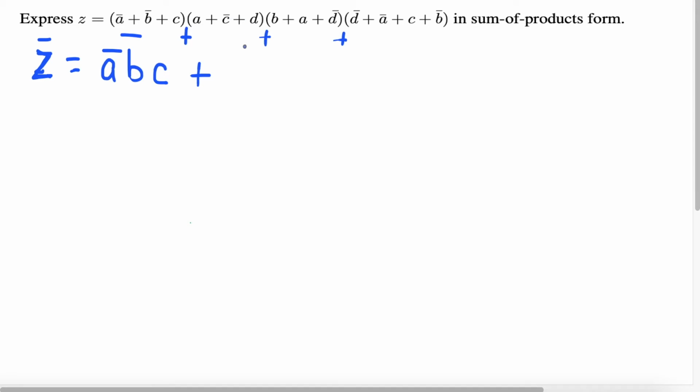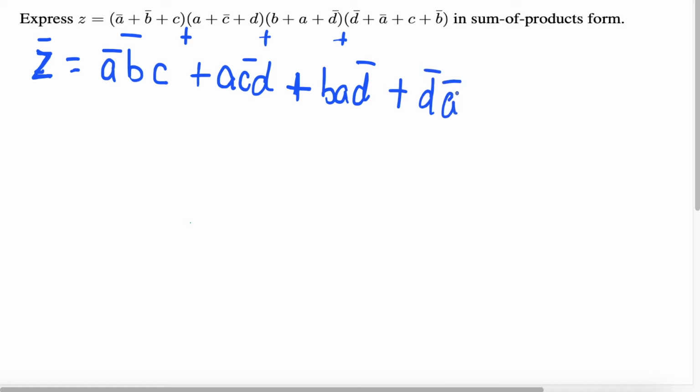This A, C bar, and D becomes A, C bar, ANDed with D. So all these come together. We put another plus sign to signify an OR. Then we have B, A, D bar, plus again with D bar, A bar, C, B bar.